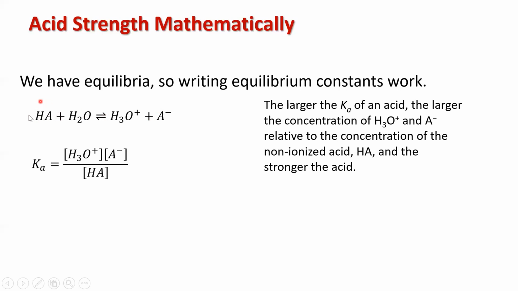If we're looking at a weaker acid, less of it goes through this acid ionization. So the hydronium and the conjugate base will be smaller and Ka would be a smaller value. So we can figure out the relative strength of an acid by looking at its Ka value. The bigger the Ka value, the stronger the acid. The smaller the Ka value, the weaker the acid.